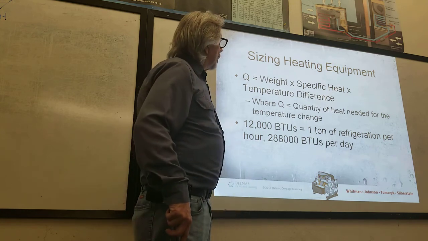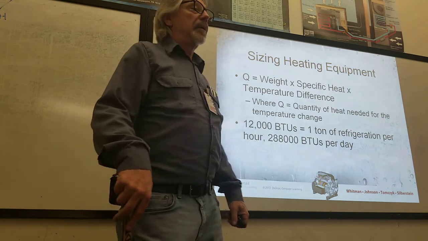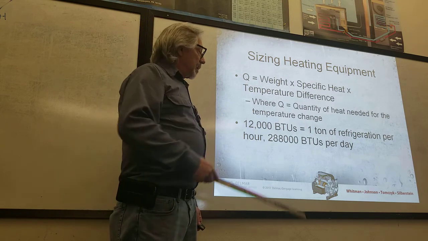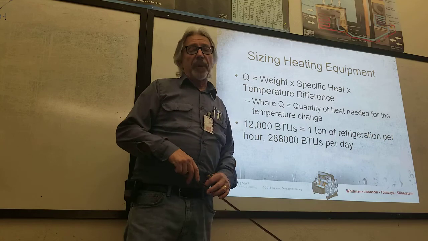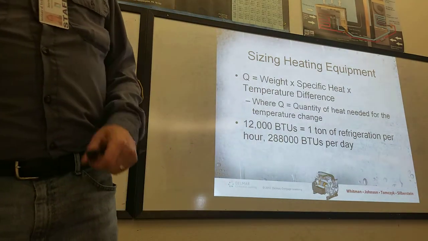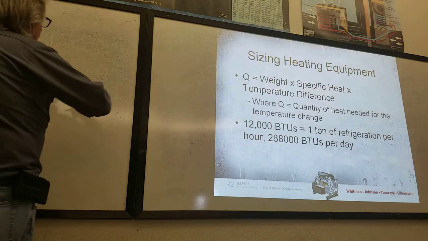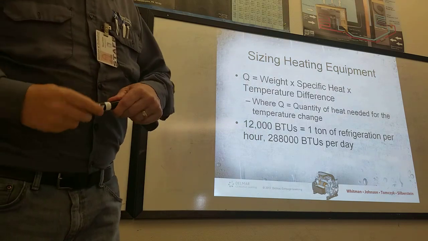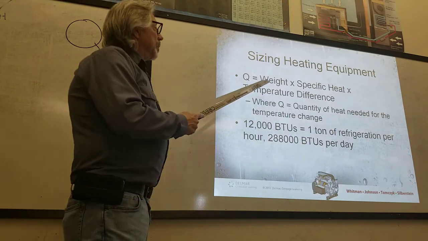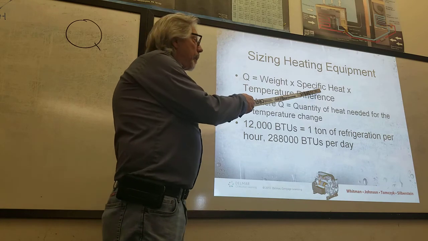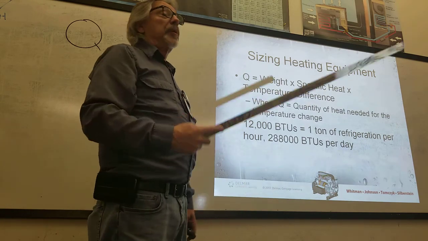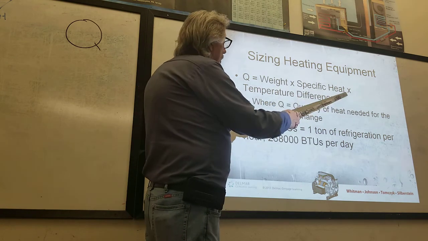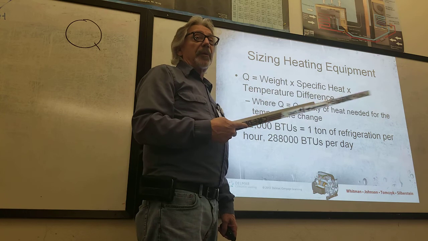So that is our specific heat, okay? So if we're gonna size heating equipment, and we'll walk through this, we're gonna talk about quantity of heat. Quantity of heat is always identified as Q. So we talk about total heat content, and that's gonna be Q. Our total heat that we need is gonna be the weight times the specific heat times the temperature difference. So if we plug the BTU formula in there, it would be 1 times the specific heat of water, 1, times the temperature difference, which would be 1, and you'd come up with? 1.